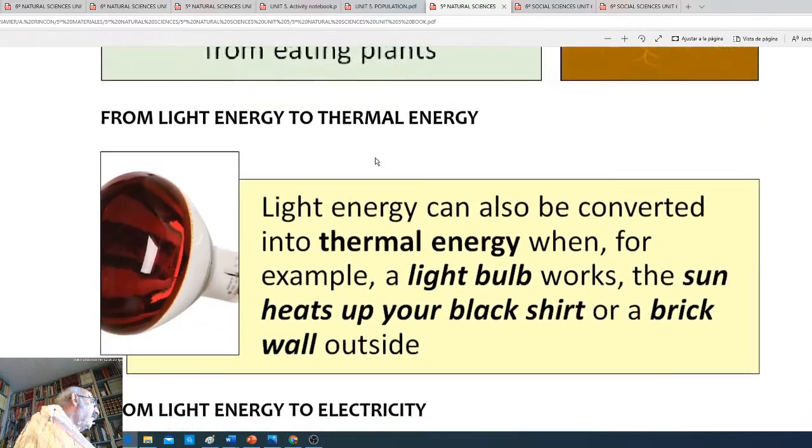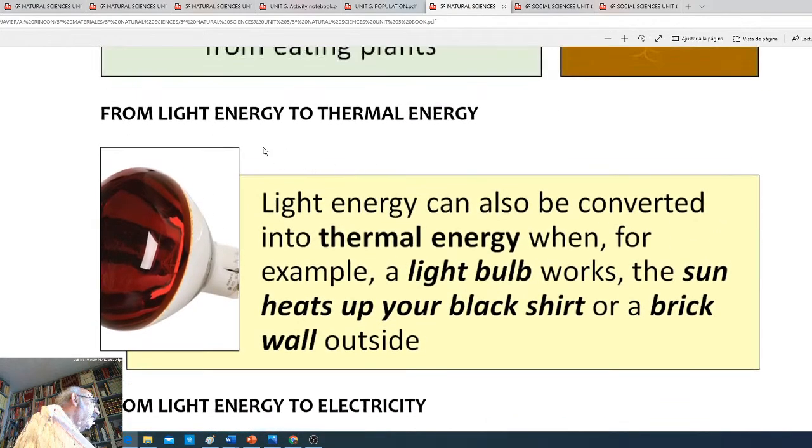Another example we have is from light energy to thermal energy. And you have here this text. Light energy can also be converted into thermal energy when, for example, a light bulb works. When you see a light bulb working, and you touch this light bulb, you are burned. Okay, why? Because light energy can be converted into thermal energy, heat energy.